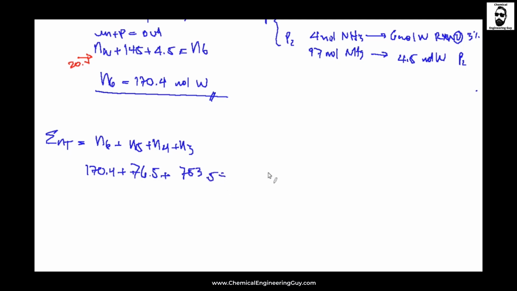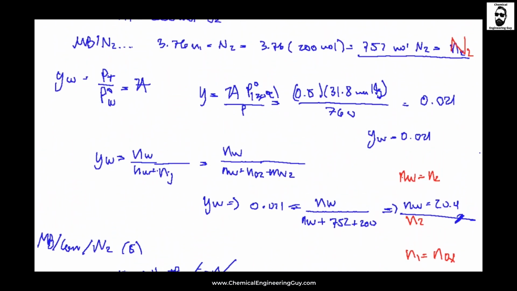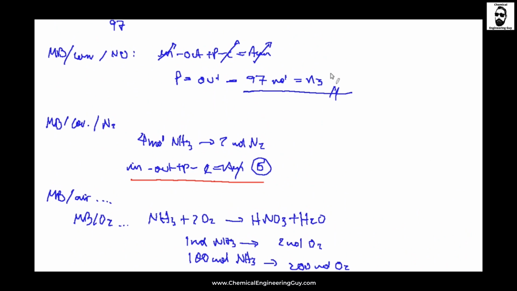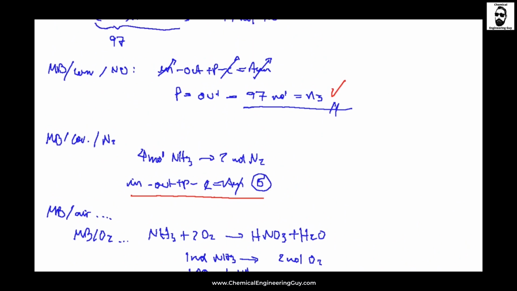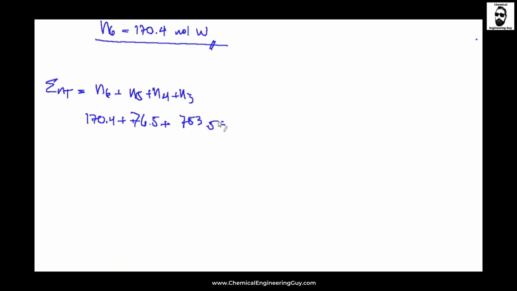And N3, guys. Where is N3? N3, where is it? Here. 97 moles. Should give me the total amount of moles, which in addition is 1097 moles. That's the total. So we are asked to get the composition. Let me show you the composition.